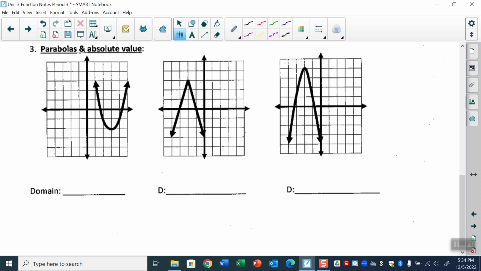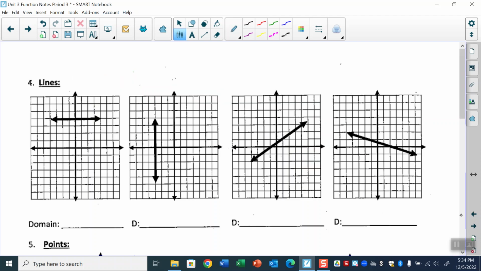Now, if I have a parabola or an absolute value and I'm looking at domain, I'm looking at left and right. So I'm looking at these arrows. It goes forever to the left and forever to the right. All of these go forever left and forever right, so the domain for all of these is going to be all real numbers. If I have a parabola, or this is my parabola, this is my absolute value if it's a V. Okay, very good.